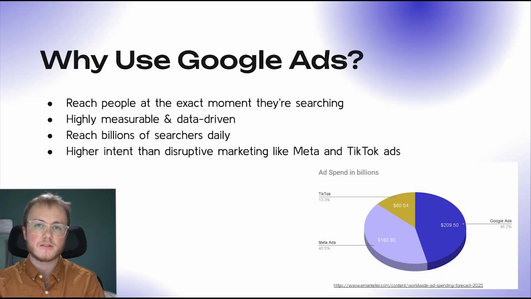It also has the most advertising spend. It's the biggest ad channel. $209 billion is expected to be spent this year on Google Ads, which is up from Meta Ads. Meta Ads is about 184 billion.